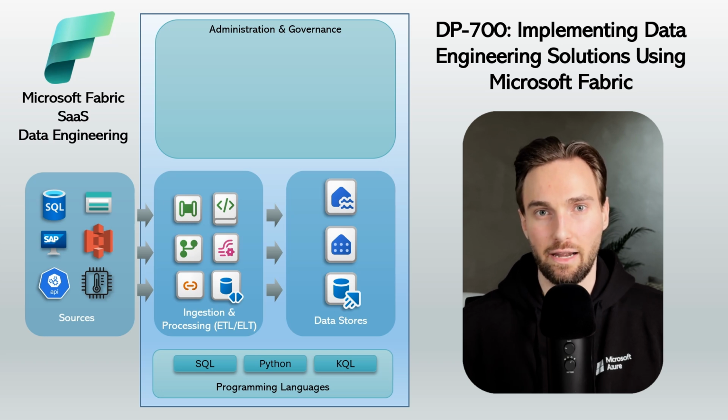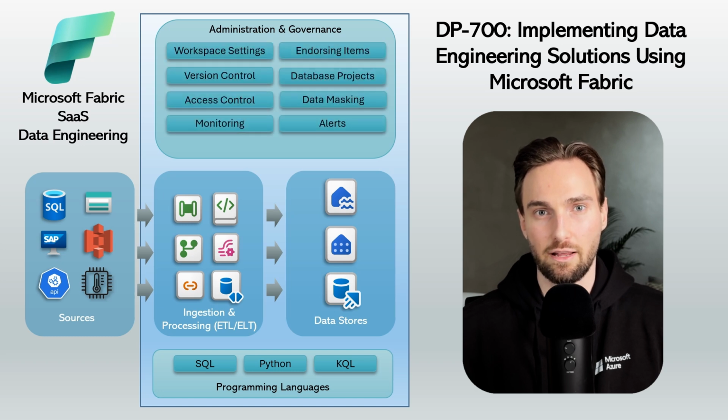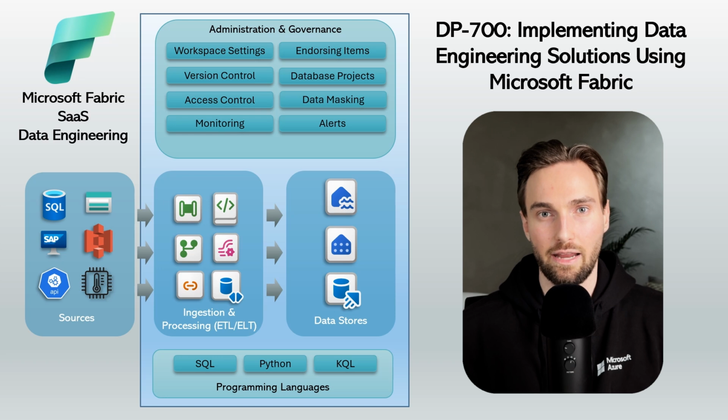Then we have some administrative and governance related things in this exam as well. First, this exam requires you to know the basics of workspace management and settings and endorsing different Fabric items. Then some version control and deployment knowledge are needed. Also, access control is part of this exam as well, and some data protection measures like data masking. Monitoring and setting up alerts are also required in this exam. And here we have the overall scope of the DP-700 exam.